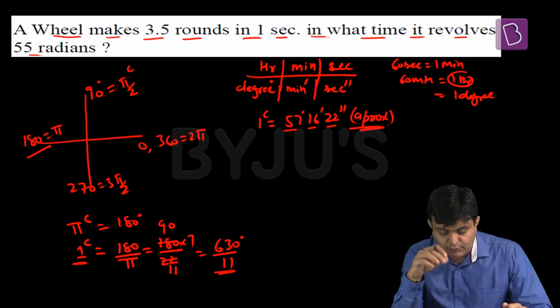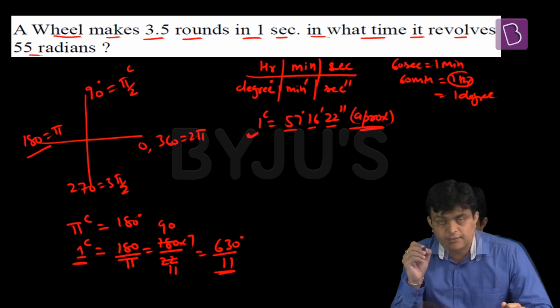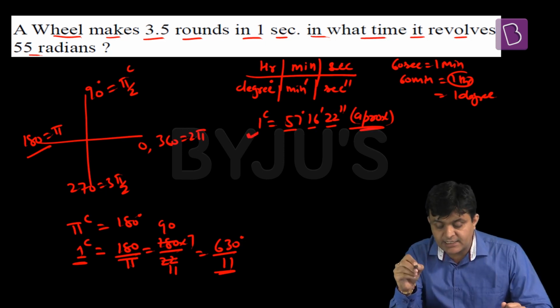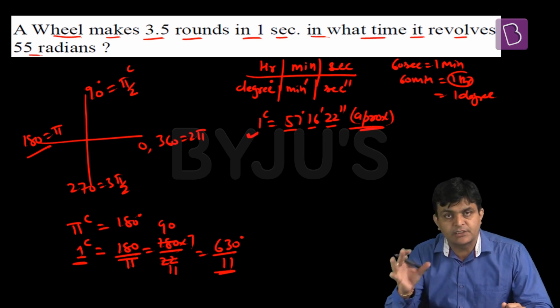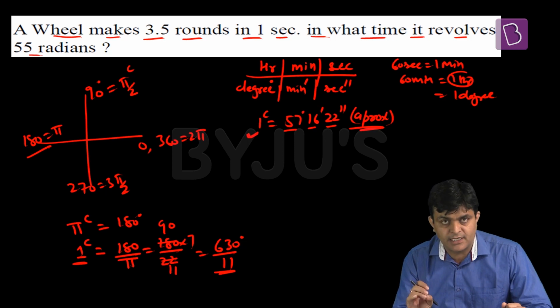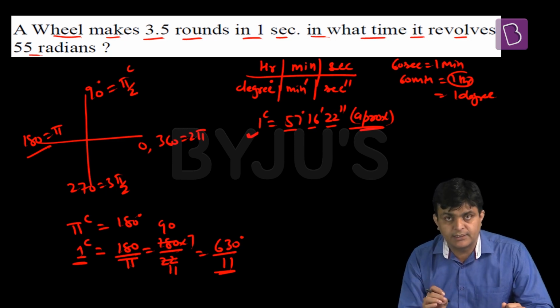Next thing is how to convert. So first of all, radian measurement is larger than degree because in 1 radian it is 57 point something degree. So radian is larger than degree. And second thing is how to convert degree into radian, radian into degree, right?